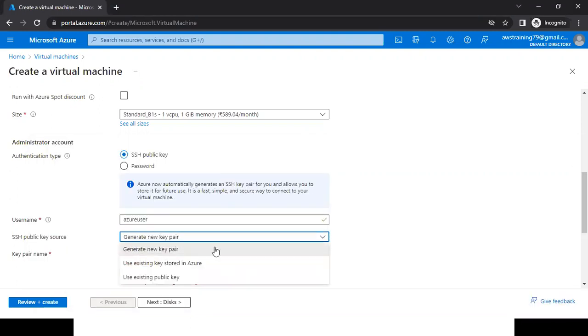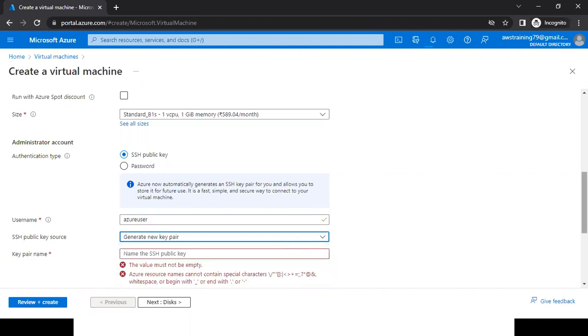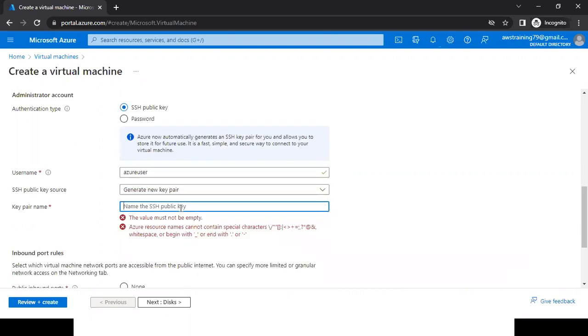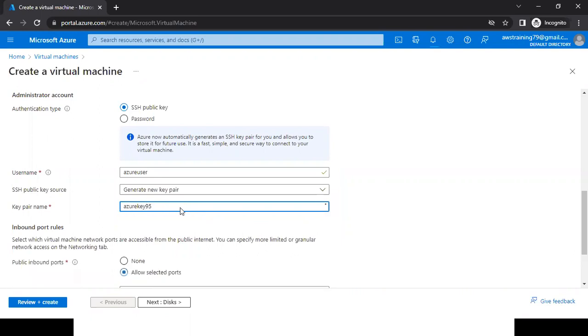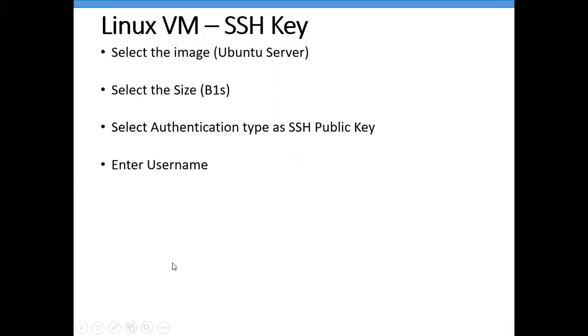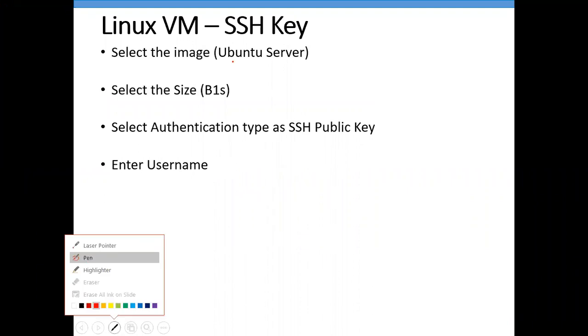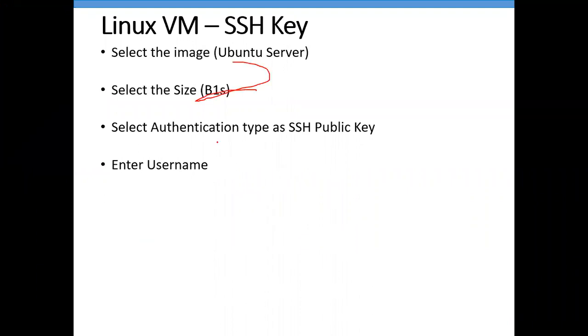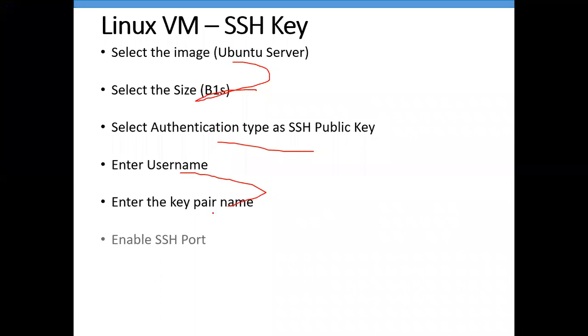For generating a new key pair, or if we have any existing key, we can select that. We don't have any existing key, so create a new key pair. And now give the name of your key. So let me give Azure key 95. This is the name. Here we have Ubuntu B1S, SSH key, username, and the key name.